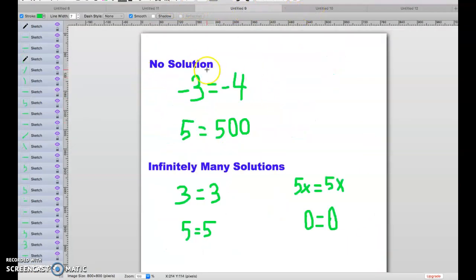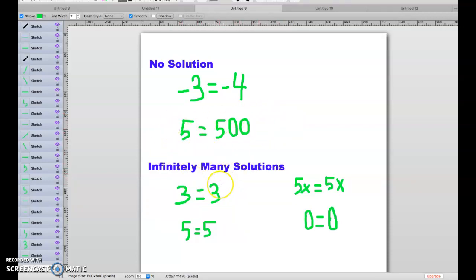Let's see, yeah, no solution. So for no solution, that's when your equation comes down to having an impossible equation. -3 equals -4 is one example. This is nonsense. -3 does not equal -4. So this is a no solution kind of equation. 5 equals 500. That's nonsense. So that's a no solution equation.